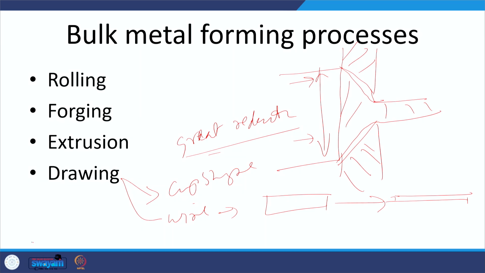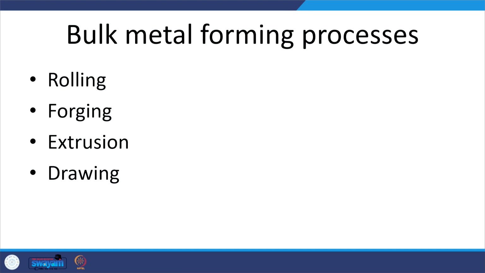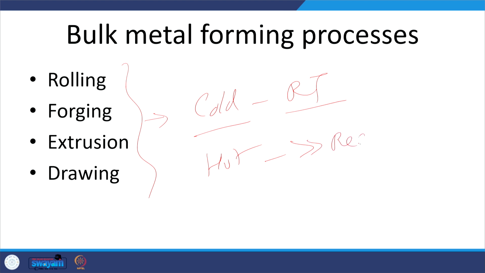So the point here is there are many bulk metal forming processes, and bulk metal forming can be done under cold conditions, that is at room temperature, or under hot conditions, that is greater than the recrystallization temperature. The one done at room temperature is called cold forming, and the one done at a high temperature above the recrystallization temperature is called hot forming.